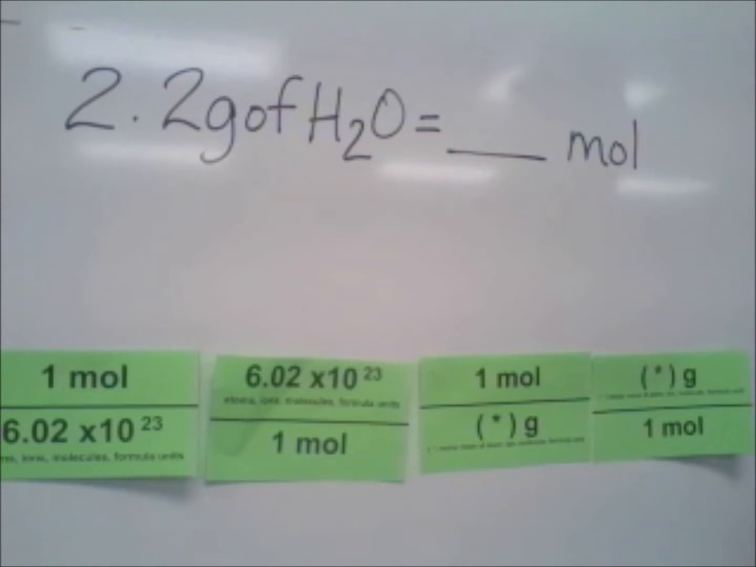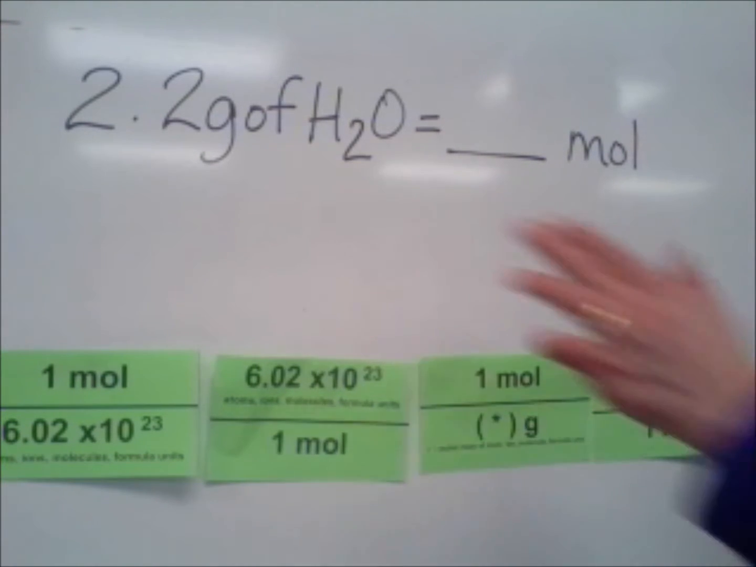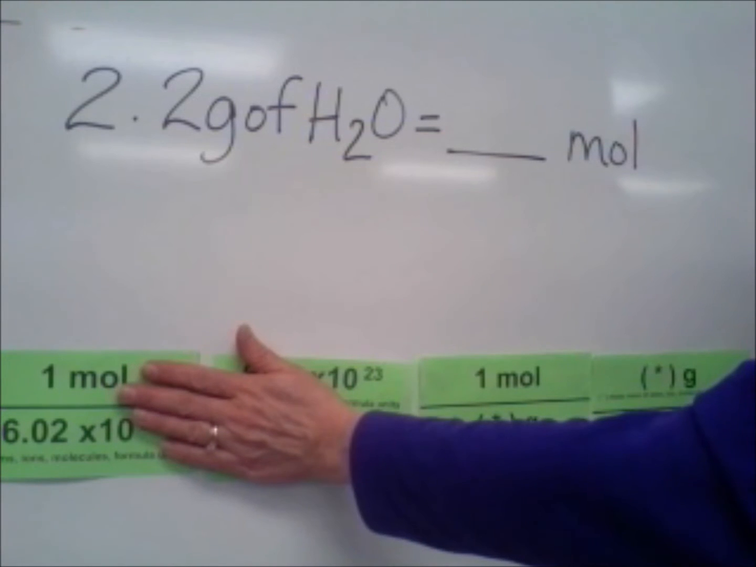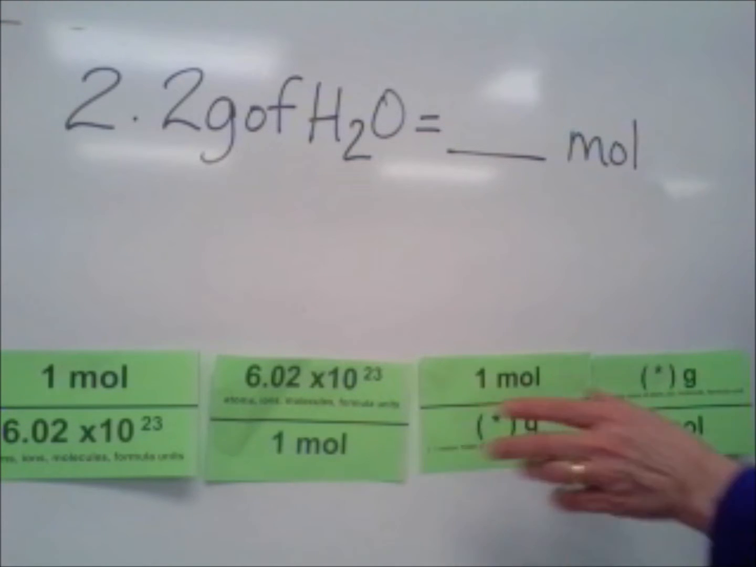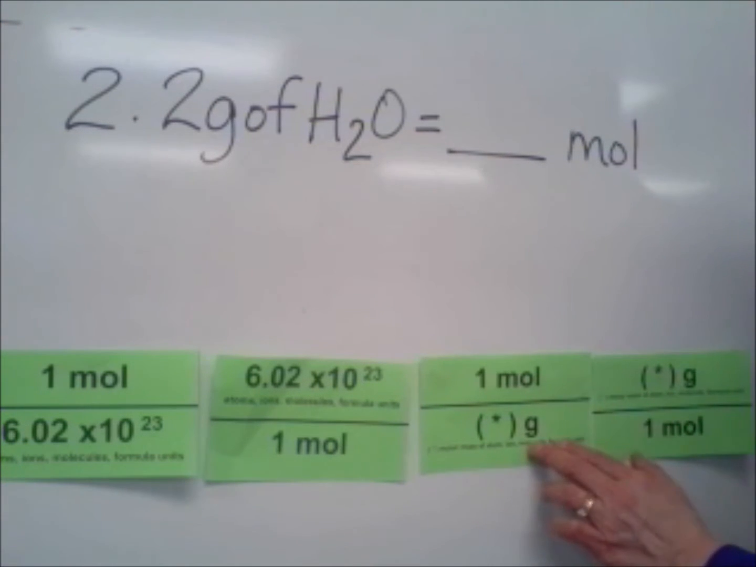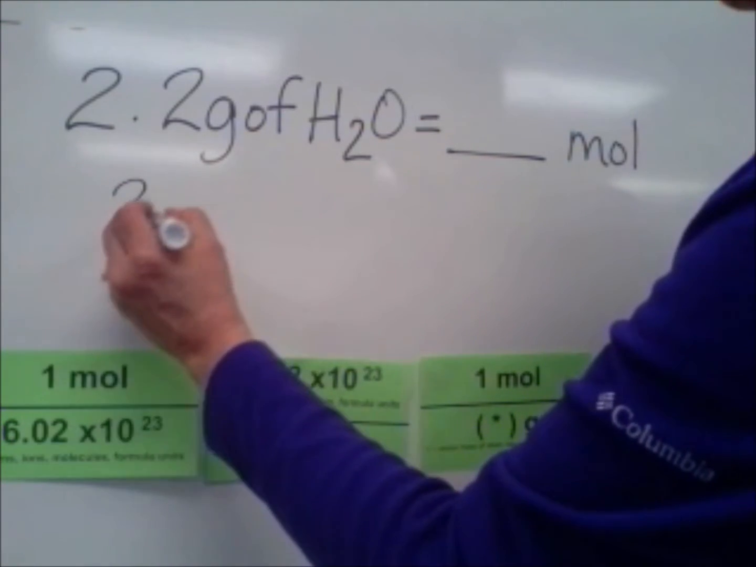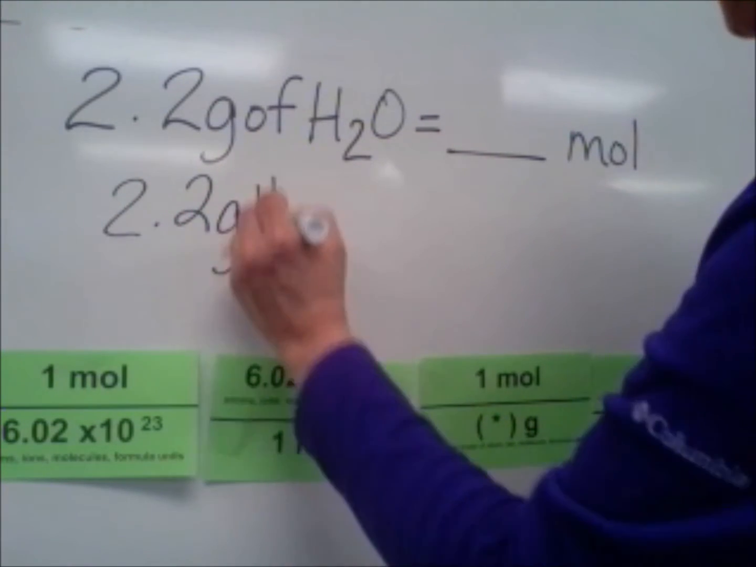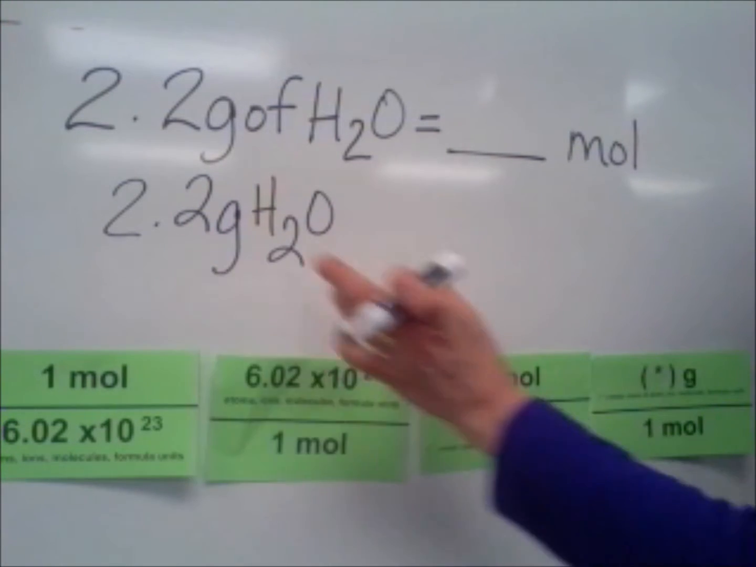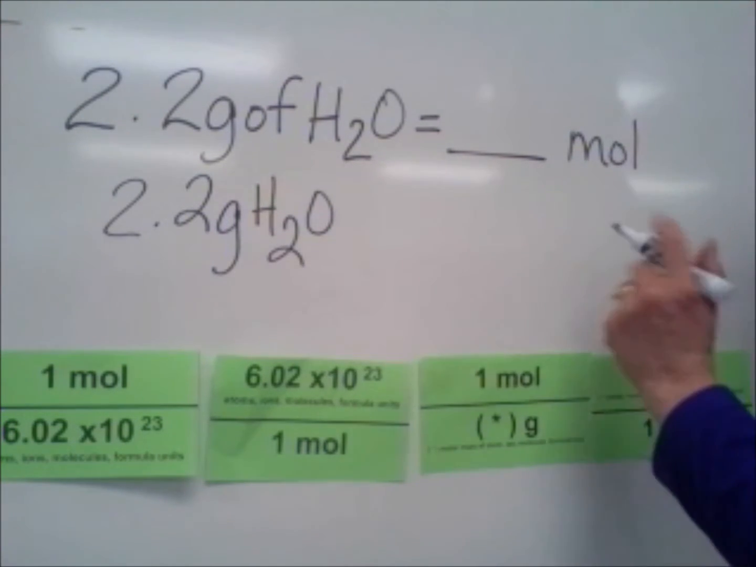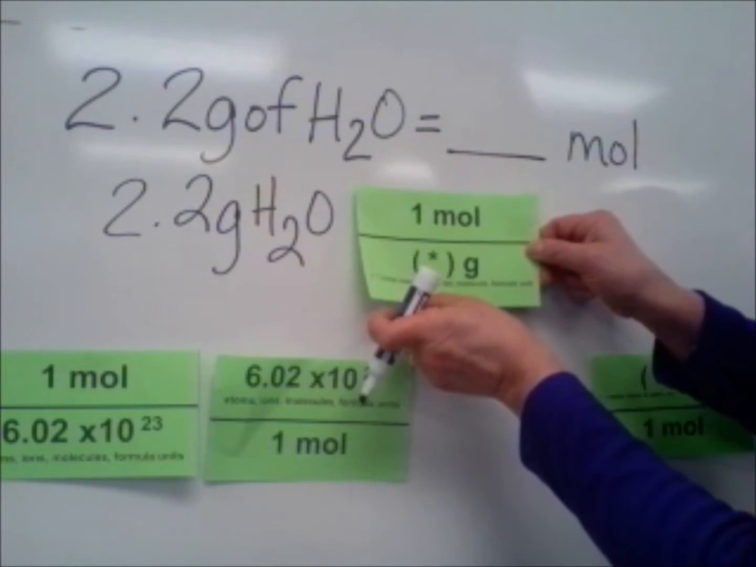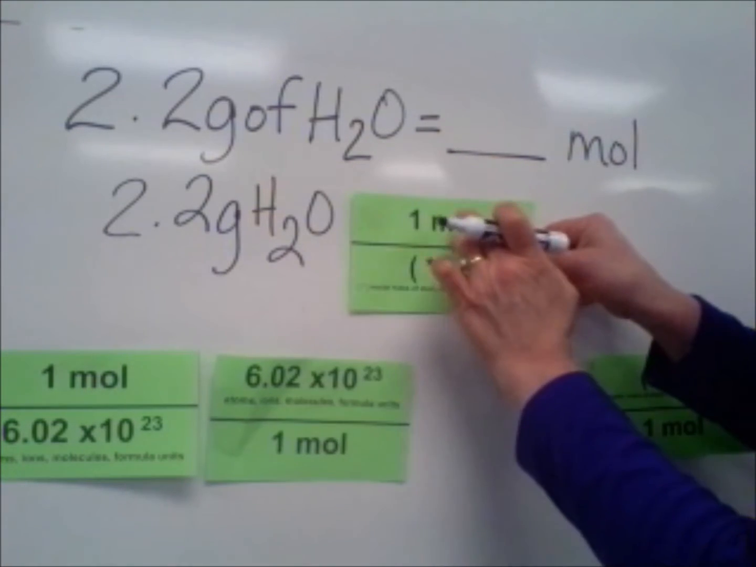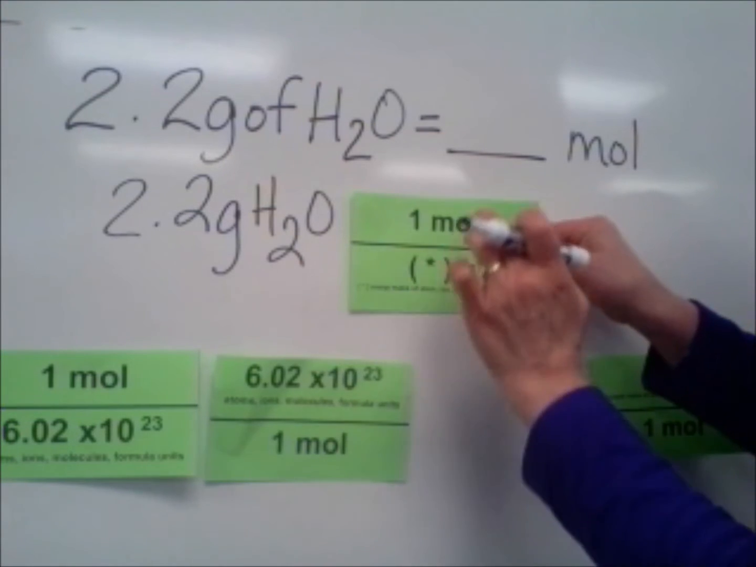The second problem that we're going to work is the conversion of 2.2 grams of water into moles. This time we're going from grams to moles, so we will not be using the 6.02 times 10 to the 23rd, which deals with representative particles. We are going to be working with the mole to gram conversion. So again, we start out with our 2.2 grams of water. And since we want our grams to cancel out and go to moles as our answer, we are going to use the conversion factor where the gram is on the bottom. And so we're multiplying through, canceling out the grams and going to moles.